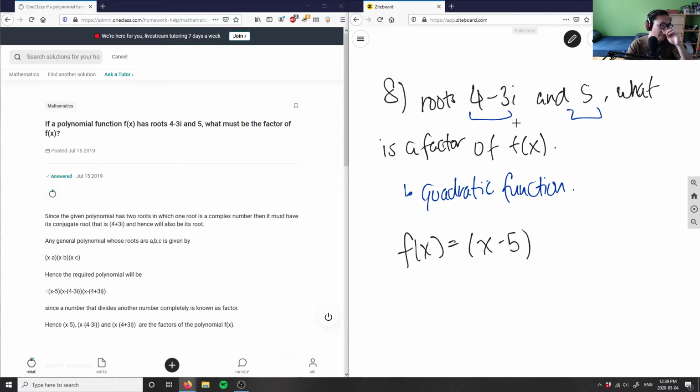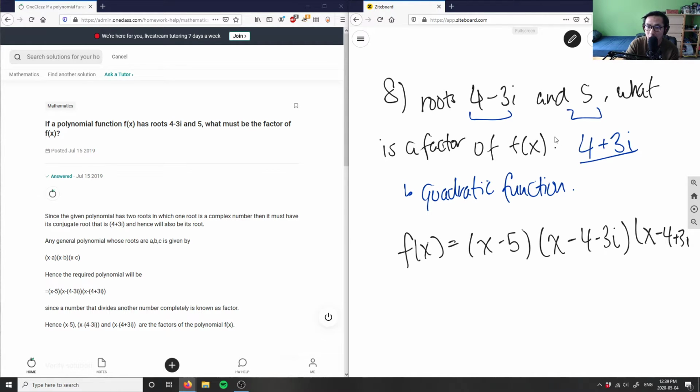If you know from complex numbers, in this case 4 minus 3i, the complex conjugate of the root is also a root as well. So we can say that 4 minus 3i is a root, but we also have to assume that 4 plus 3i is also a root, knowing that i is the square root of negative 1. So our real root is obviously 5, so x minus 5. We're going to multiply this by x minus 4 minus 3i, and obviously x minus 4 plus 3i.